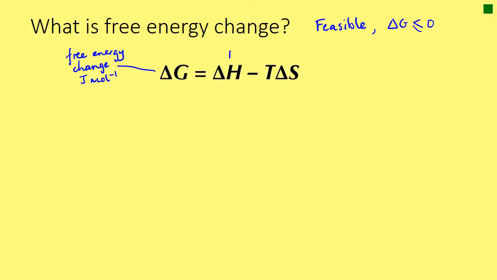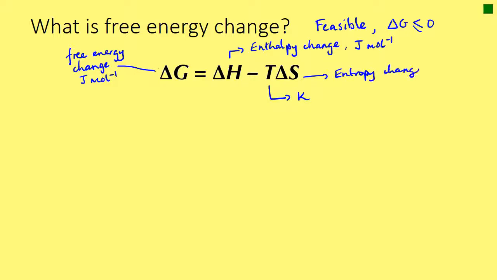Delta H we're quite familiar with, and this of course is enthalpy change. In contrast to our normal units, the units for enthalpy change here, we're going to use joules per mole as well. Temperature is in Kelvin, and delta S is our entropy change, and our units for entropy change are joules per Kelvin per mole.